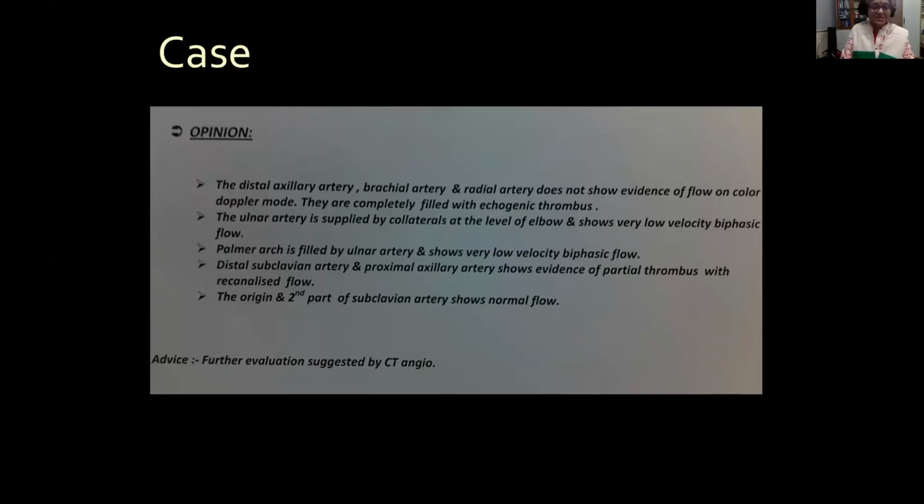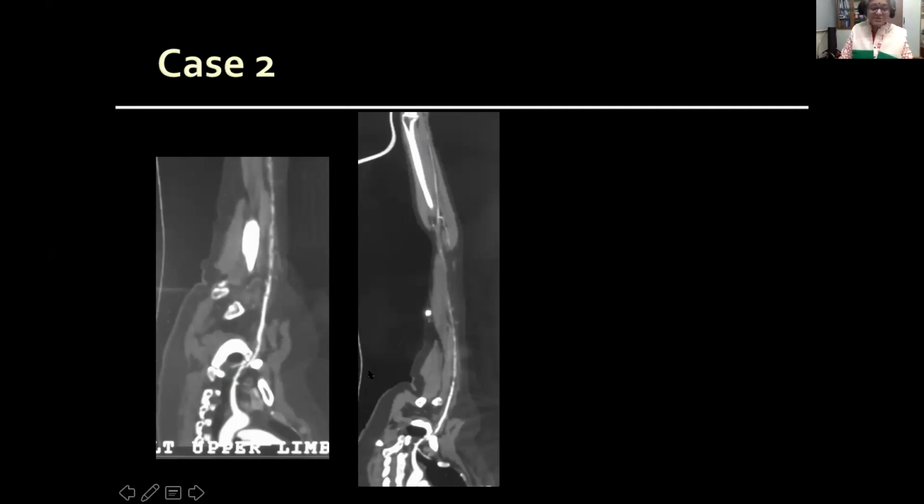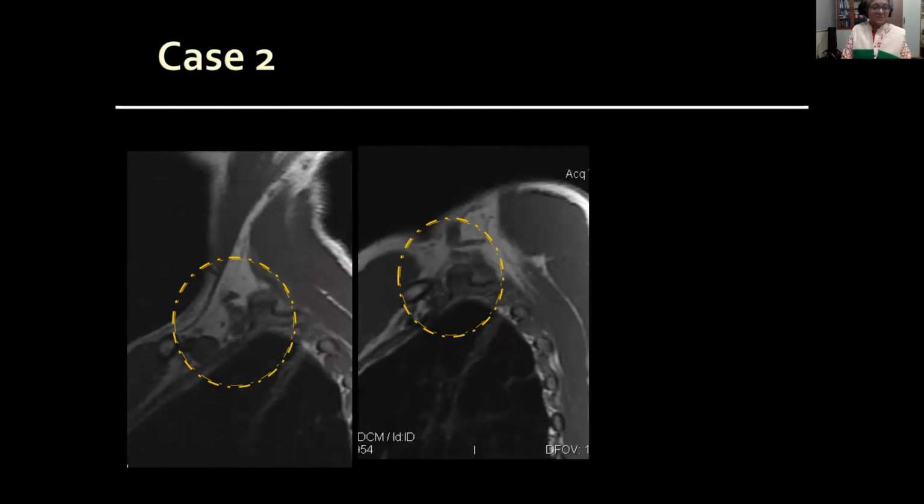This was another interesting case where first this was done outside. Somebody had done a Doppler because this patient was getting some discoloration of fingers of the hand. And they said there was thrombosis in axillary, brachial and radial artery. And they advised a CT angio. CT angio was also done elsewhere and it showed the same kind of findings, but they were not sure what the cause was. Thoracic outlet syndrome was suspected.